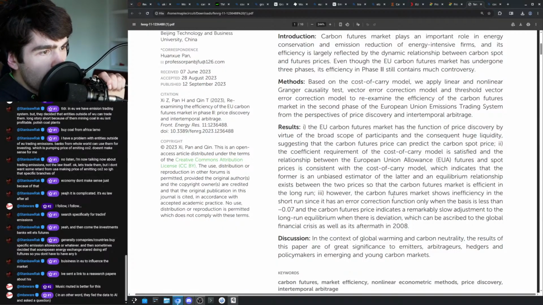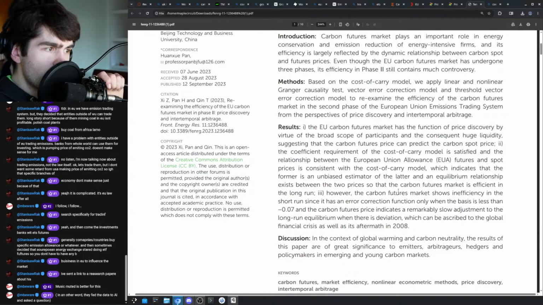However, the carbon futures market shows inefficiencies in the short run, since it has an error correction function only when the basis is less than minus 0.07, and the carbon future price indicates a remarkably slow adjustment to the long-run equilibrium when there is deviation, which can be ascribed to the global financial crisis as well as its aftermath in 2008.